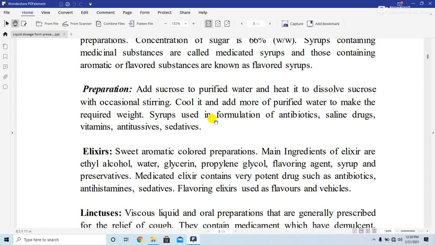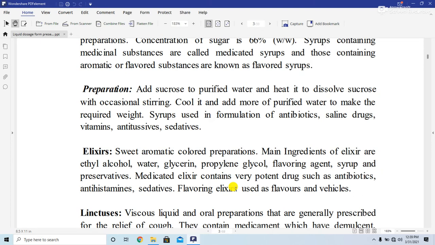Another liquid dosage form is called elixir. So elixirs, in simple words, are sweet aromatic colored preparations. Aromatic comes from a Greek word which means fragrance. The main ingredients of elixirs are ethyl alcohol, water, glycerin, propylene glycol, flavoring agents, syrup, etc., and preservatives are used.